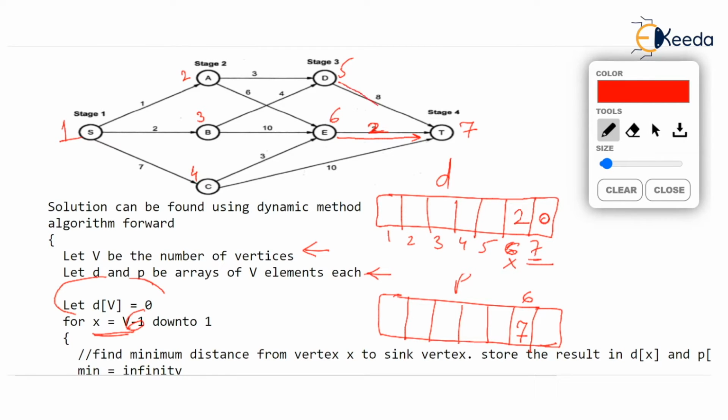Now what should be the shortest distance from 5 to 7? Come on, there is only one edge, isn't it? And that is the best. So it's going to be 8, and p of 5 is also going to be 7 because there was only one option which was 5 to 7.